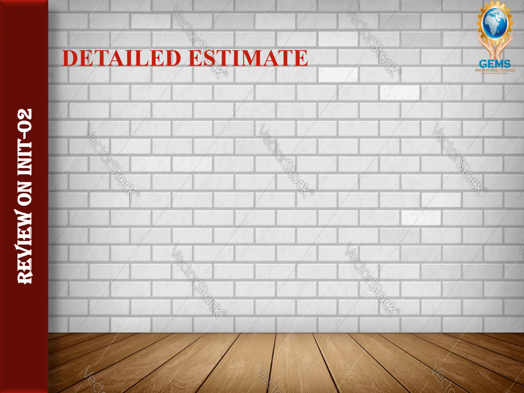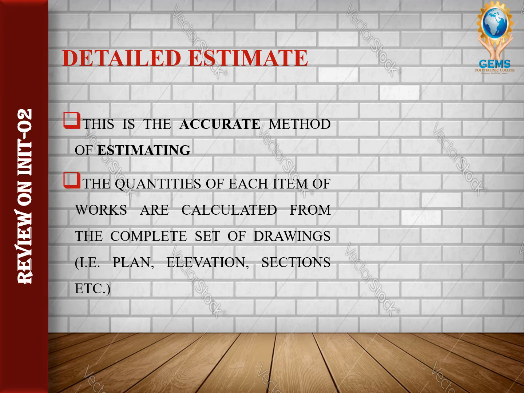So, detailed estimate. What does detailed estimation mean? We know a detailed estimate is the accurate method of estimating. We have two types of estimation: approximate estimation and detailed estimation, right? In the first unit we saw approximate estimation, which gives the approximate cost of the structure. Detailed estimation gives the accurate value when compared to the approximate method.